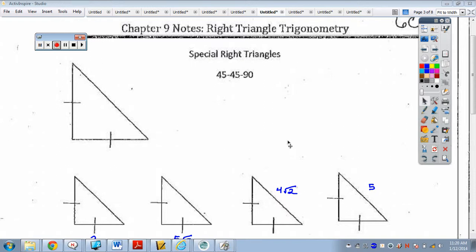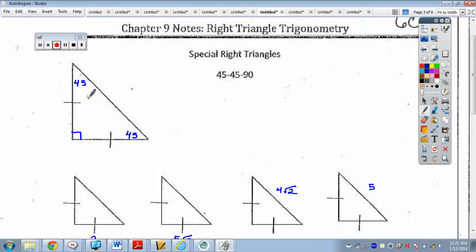There are two special right triangles that we're going to look at today. The first special right triangle is a 45-45-90 triangle. What a 45-45-90 triangle means is that you have a 90-degree angle in your triangle. That's what makes it a right triangle. And you also have two 45-degree angles in that triangle as well.